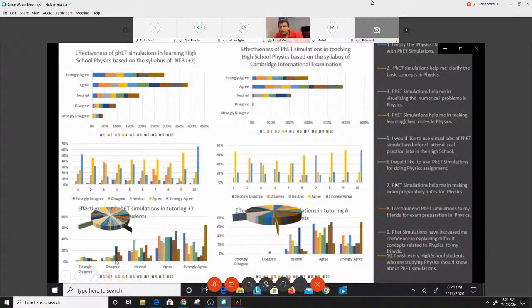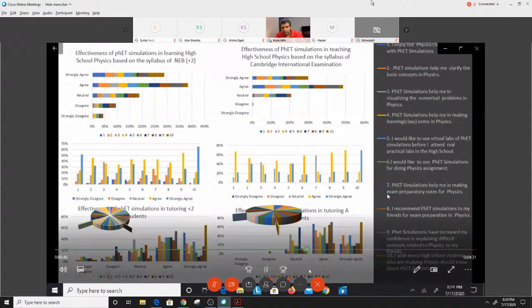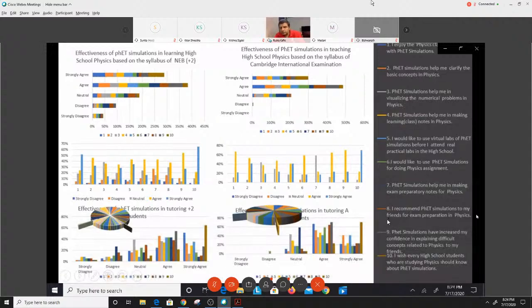If you see, the responses to question number 7 and question number 8 have played a vital role. The peak in this disagree column is because of those two. Question number 7 says that PhET simulations help me in making exam preparatory notes for physics, and question number 8 says I recommend PhET simulations to my friends for exam preparation in physics. So seeing this chart, the majority of the students disagree, suggesting PhET simulations are not effective for their exam preparation.